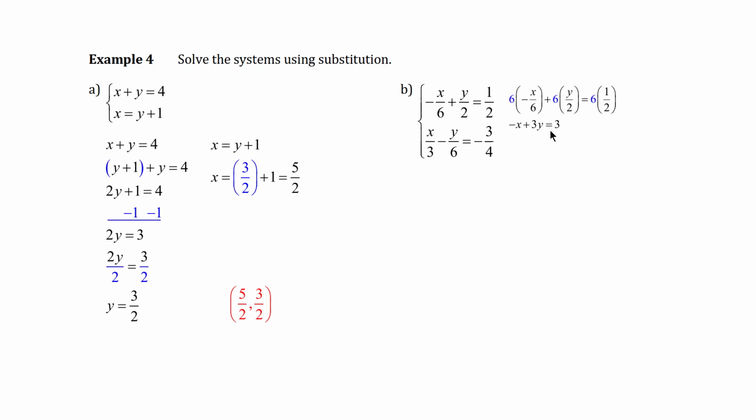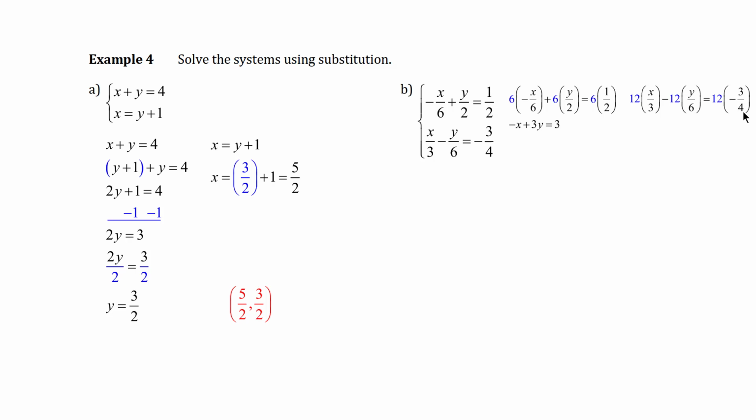Next, we get rid of all the fractions in the second equation. If we take a look at all of the denominators, we have 3, 6, and 4. The LCD between all three numbers would be 12. So we multiply all three terms by 12. We get 12 times x over 3 minus 12 times y over 6 equals 12 times negative 3 over 4.